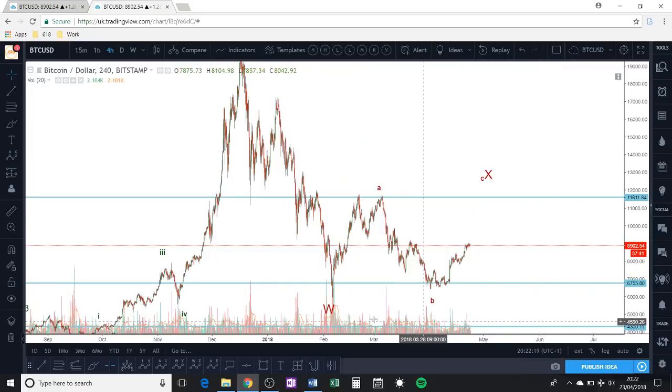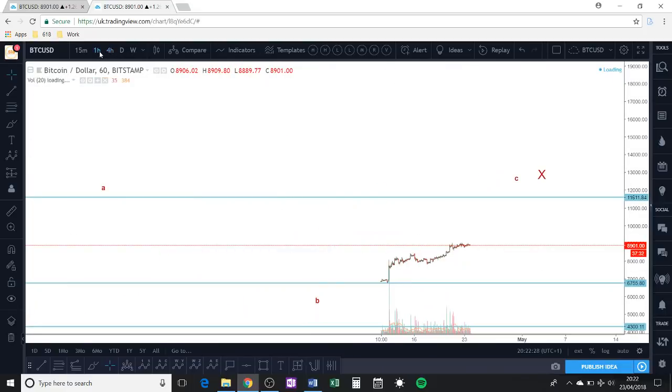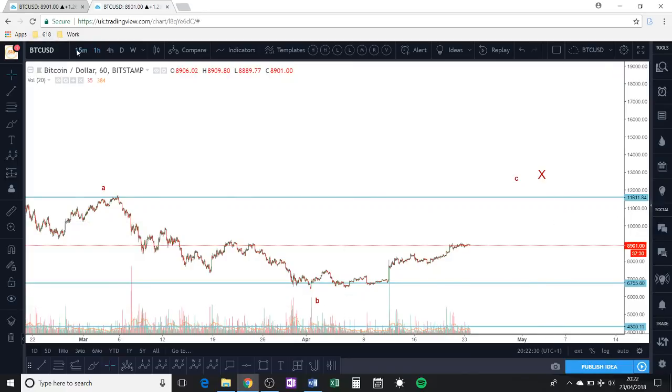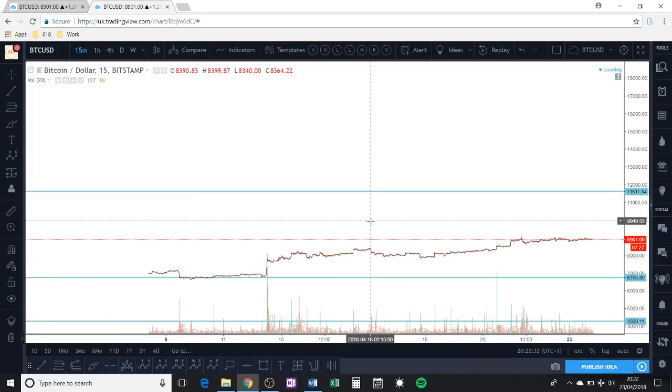And just zooming in now, I mentioned how it looks like it's made 5 waves up. I'm going to show you using Elliott wave Fibonacci ratios how those 5 waves have been formed. So let's go in on, I think we can go on 15 minutes.